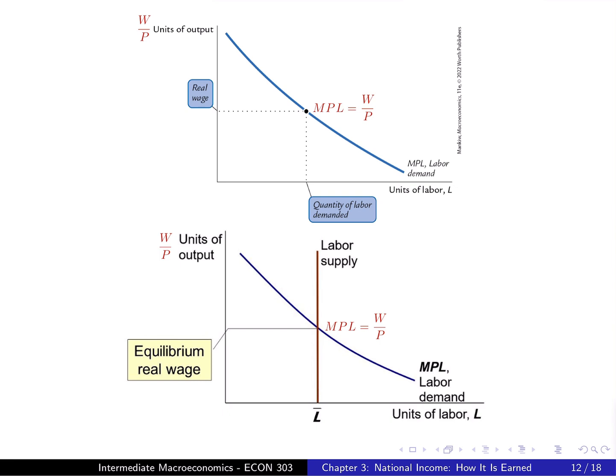In equilibrium, the labor market clears. All available labor is employed at a wage where firms are willing to hire exactly that amount.